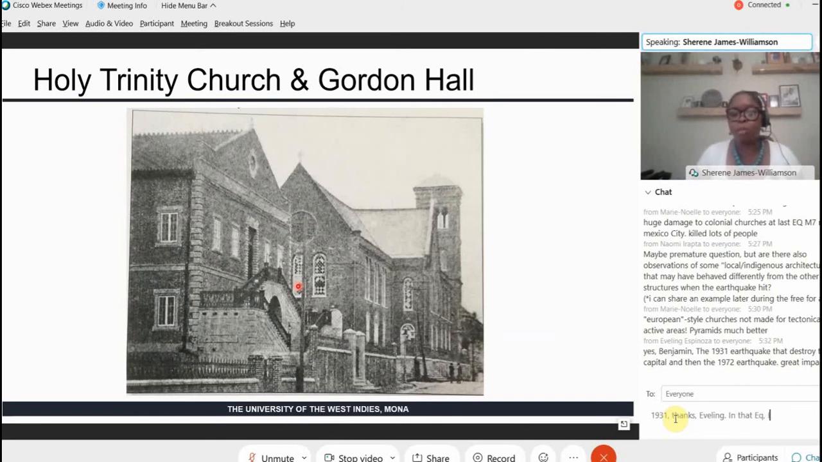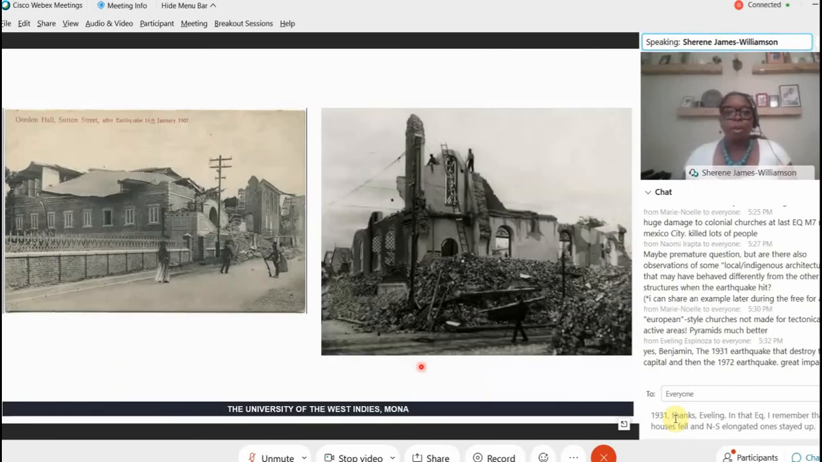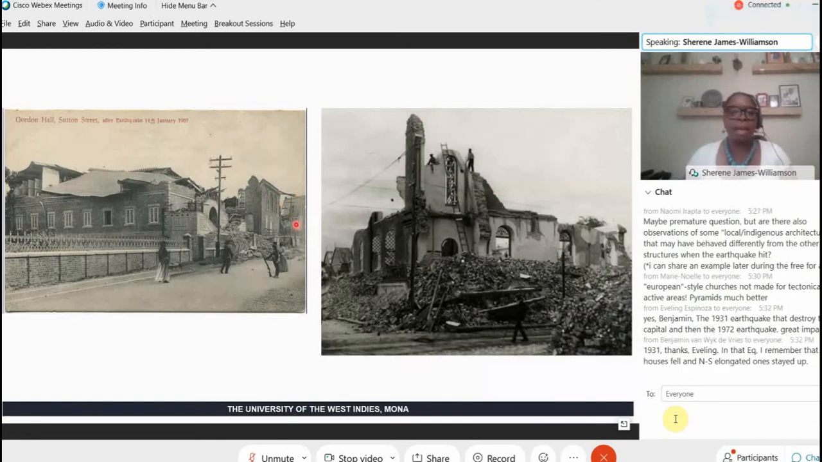Holy Trinity Church would have been the cathedral, had it been named cathedral at the time, but it was the main parish church, Catholic church in downtown Kingston at the time. And I will show you a picture of the earthquake. This nice bell tower is what brought the building down. So this one, no bell tower. The structure that held up the bell tower is gone.